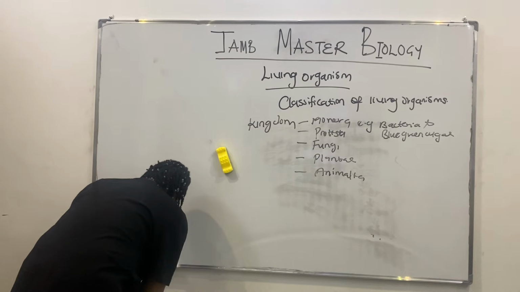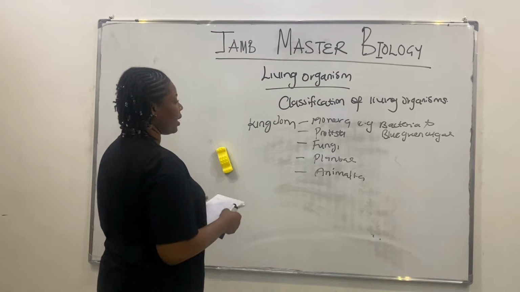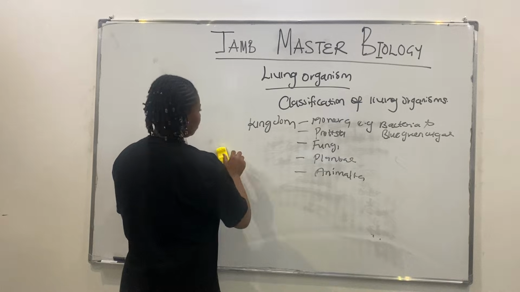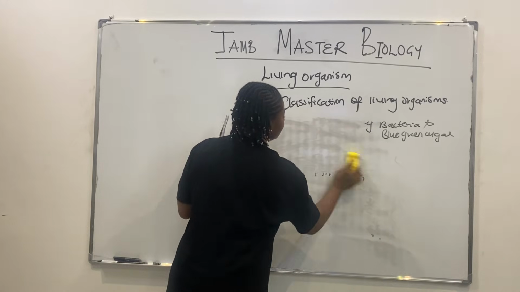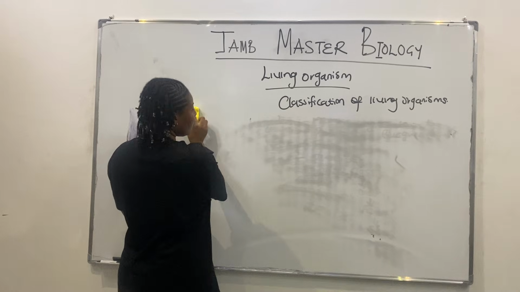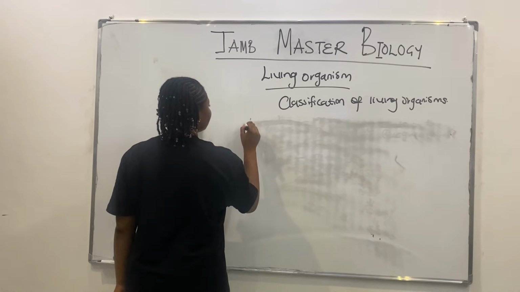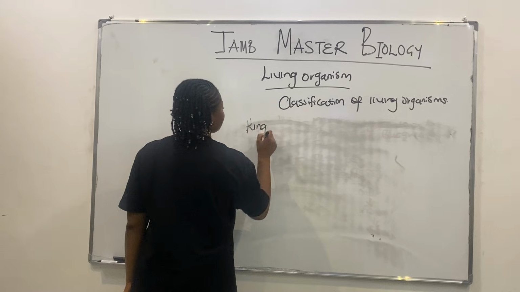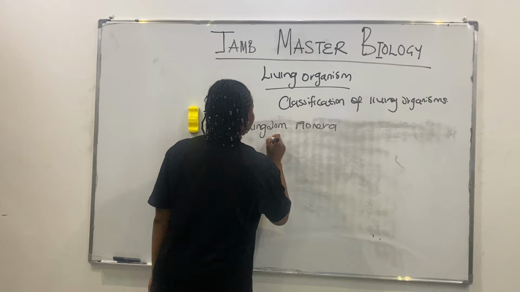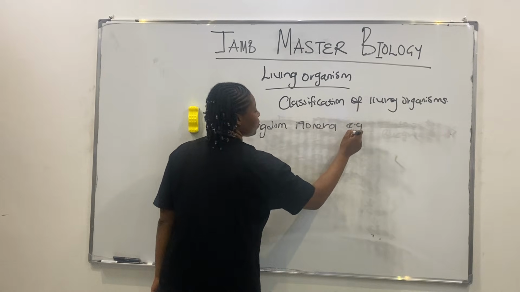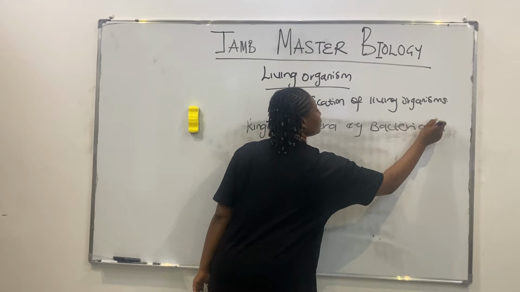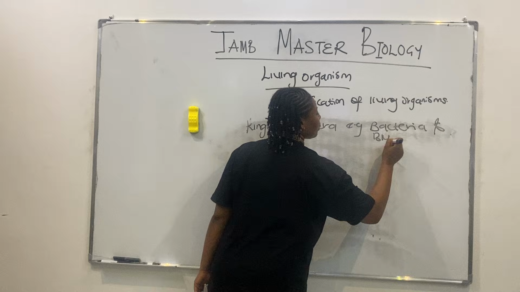Now, bacteria is a microorganism. I'm going to clean this so that I can have space. Okay. Bacteria. We're looking at kingdom Monera first. Kingdom Monera. And I said that examples we have are bacteria and blue-green algae.